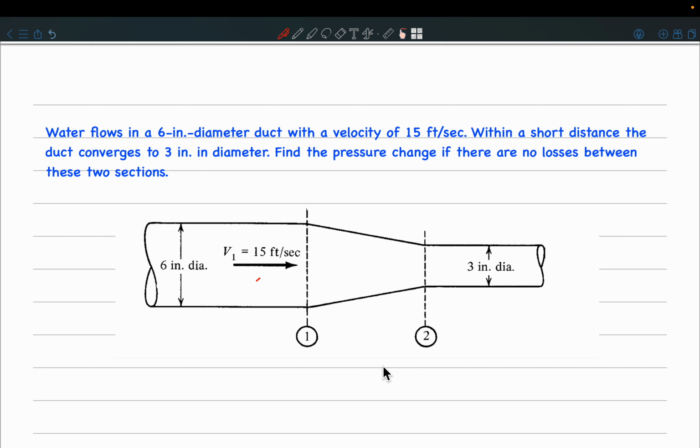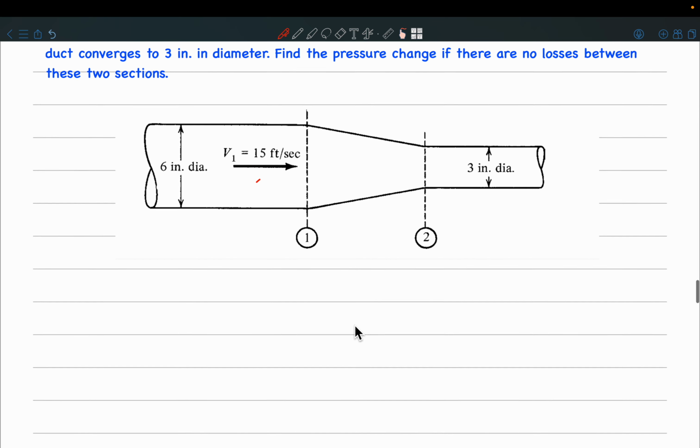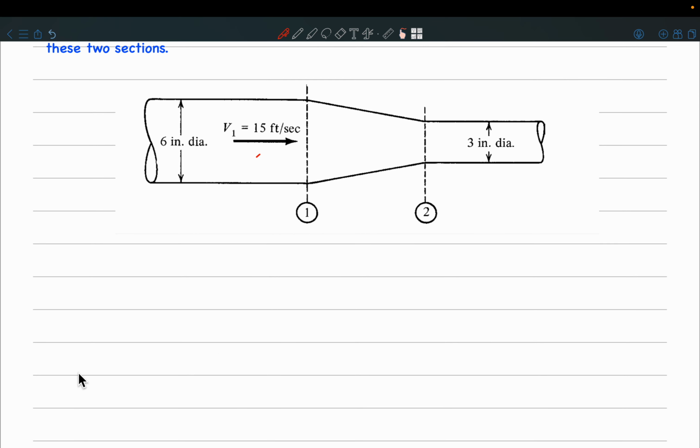Continuity equation. What will you use? Continuity equation. How will that give you the pressure? Yeah, that's right. Yeah, so can you give me the equations now? So first we'll start with the continuity.